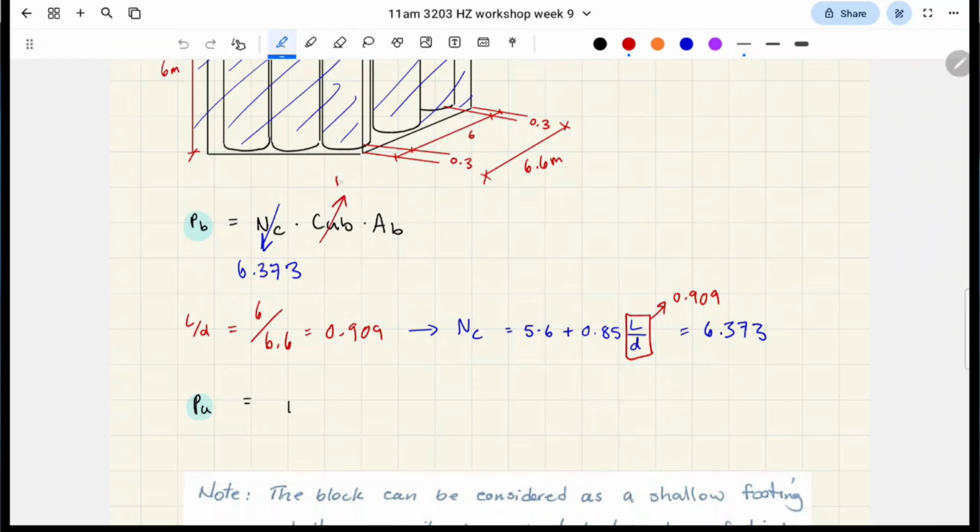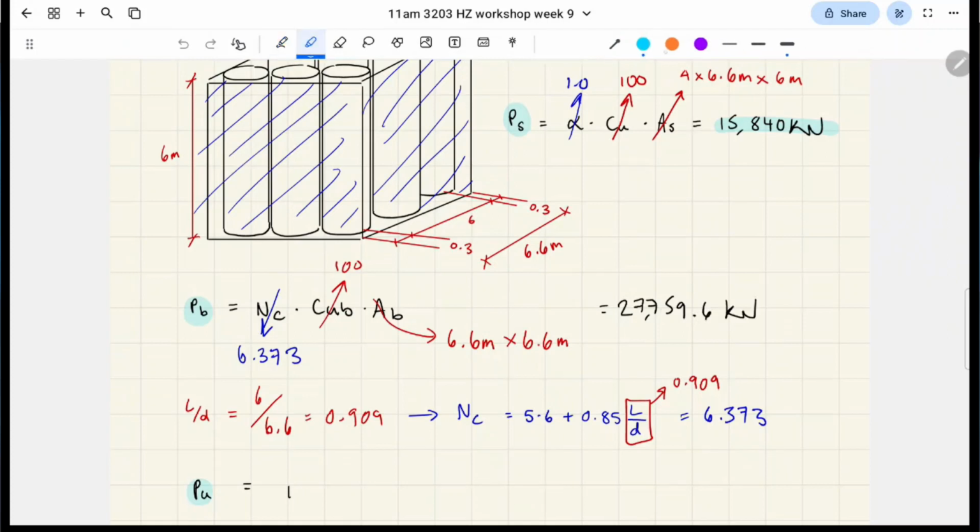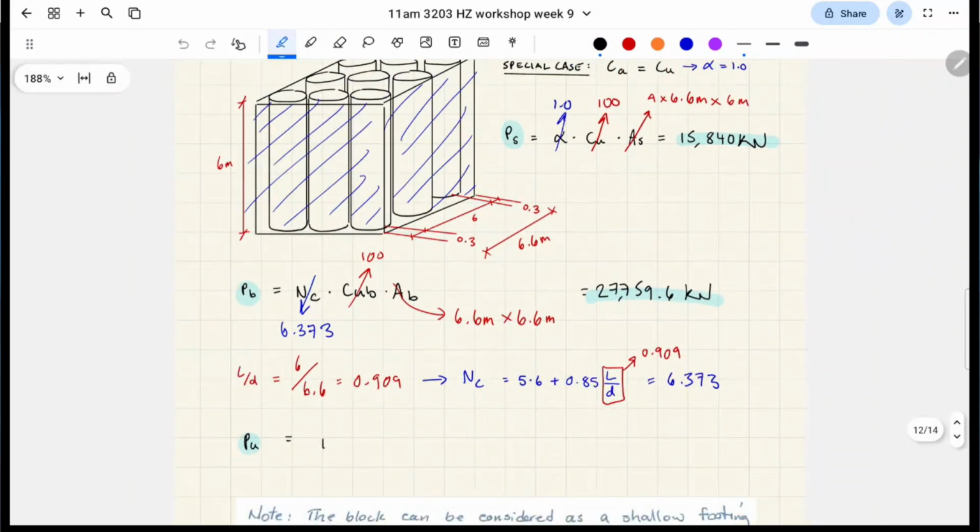Cu at the base is going to stay the same, so that's 100. And the area of the base is just going to be the side length times the side length. That whole thing will give us 27759.6 kilonewtons. Okay? Cool.